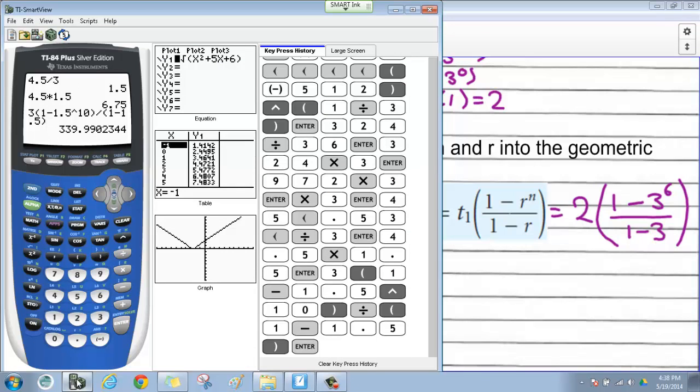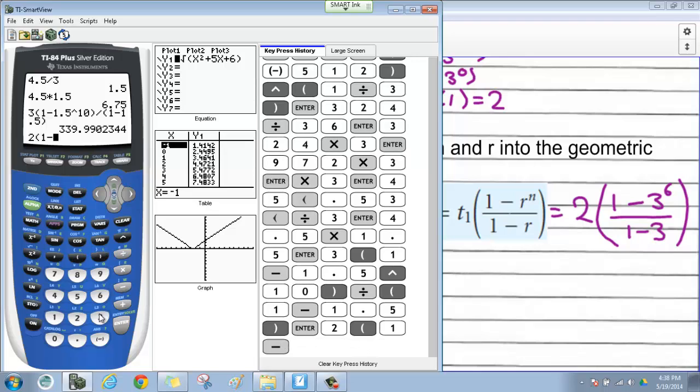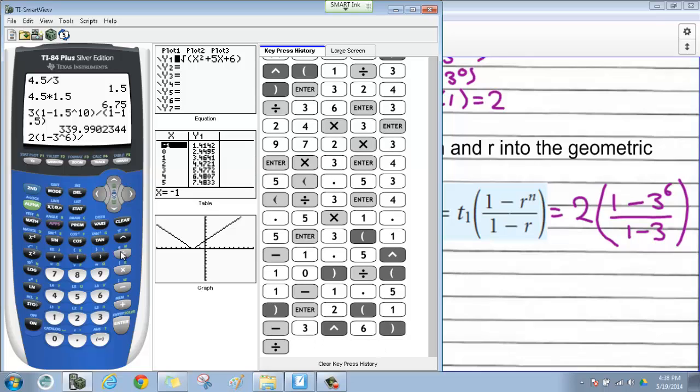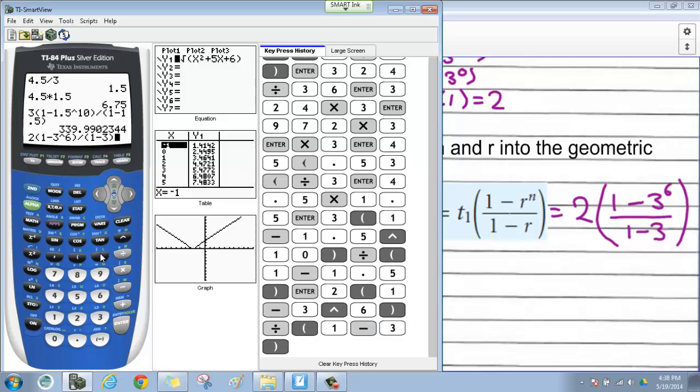So let's put this in our calculator. We're going to start with our 2. Now we're going to do the top. The top is 1 minus 3 to the 6th power, divided by, remember to close the parentheses, you need the parentheses on top and bottom, 1 minus 3. Now, everyone knows 1 minus 3 is negative 2. I'm just going to put 1 minus 3. If you wanted to put negative 2, that's fine as well. Push enter on that. Oh, look at that. Who would have guessed?